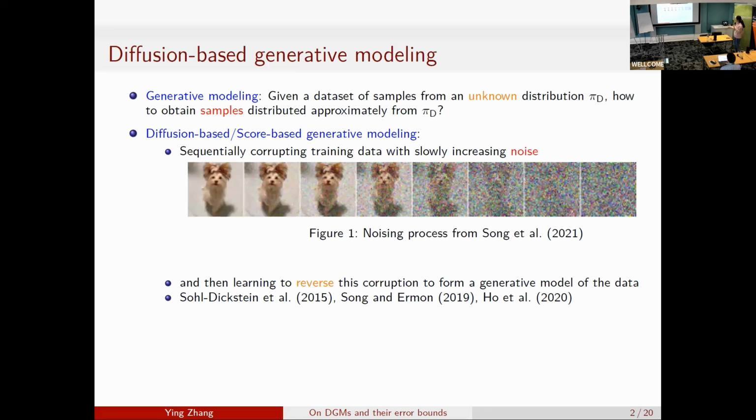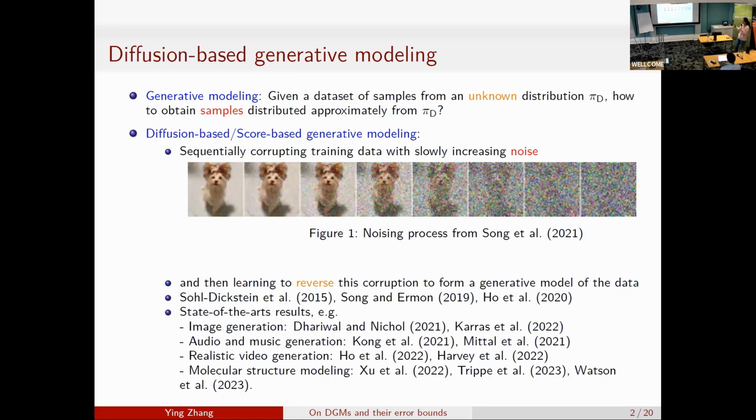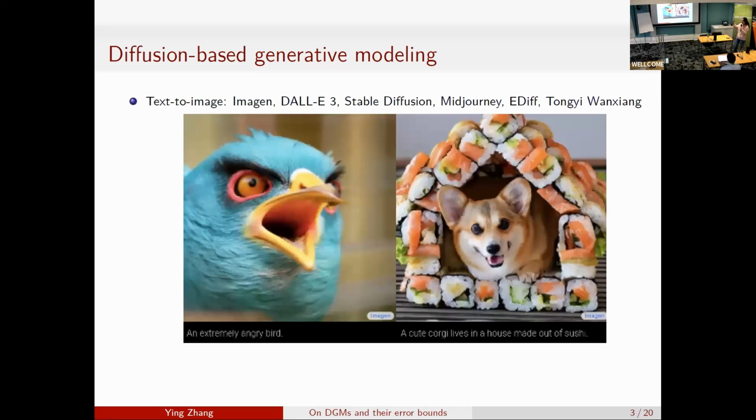It has been really successful because the application of this type of models has achieved state-of-the-art results in many applications. These are the examples, including image generation and audio generation, as well as recently protein design. And here is all the relevant literature. Here I'm going to speak again about this type of example, which is the text-to-image task. In all these softwares, Imagen, DALL-E 3, Stable Diffusion, diffusion-based generative models play a key role, and they're able to generate really high-quality pictures.